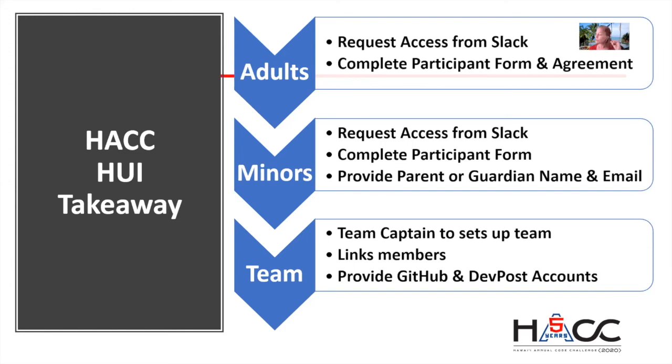The other thing is, as a minor, as he pointed out, there are several steps. There's one additional step. Again, you request access, you complete your participant form, and then you have to have your parent or guardian's name and email address so they can agree to the terms and the rules and the code of conduct. The third thing that needs to happen is a team form needs to be completed. So you need to create a team, and then you can link members.